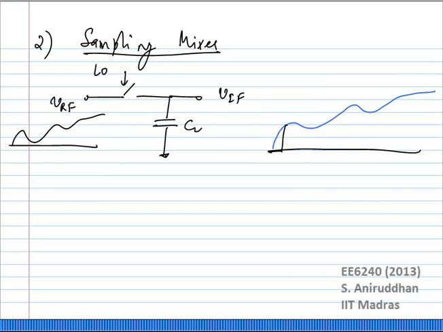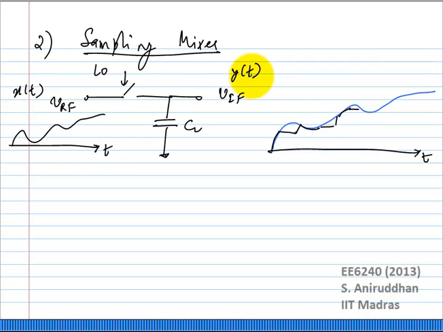So if you were to sample it, let me start off from here. It does this, follows this, something like this, right? Every time the switch turns on, it gains a new value of RF and follows it till the switch turns off. So let us say the input was x of t and the output was y of t.